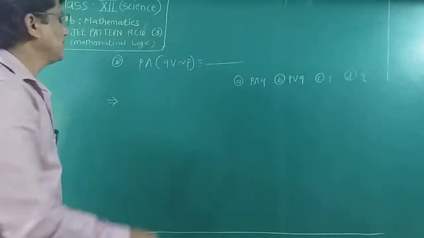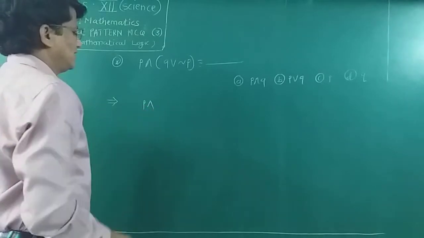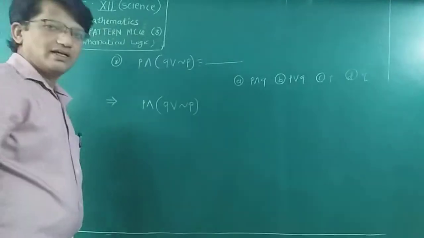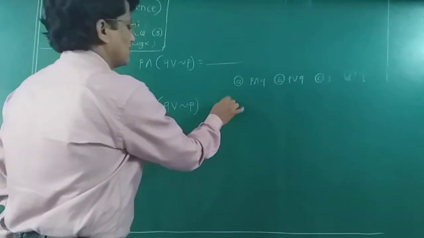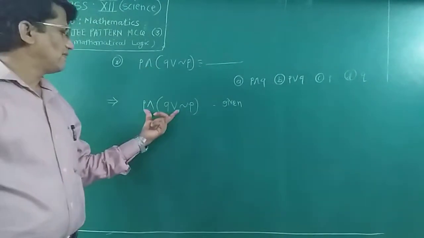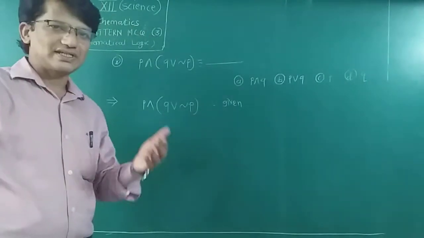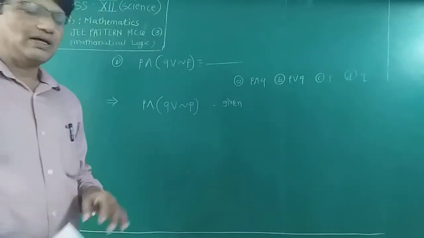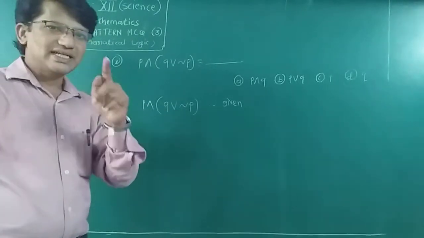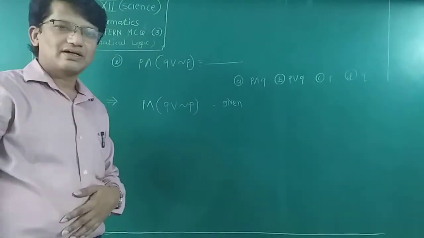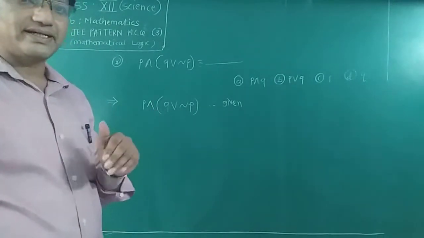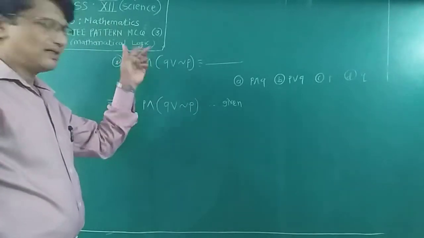Let's see now. Our given example is P and (Q or negation of P). This is given. For solving this, we have to use some basic rules, which are the algebra of statements. All the rules have already been discussed in the mathematical logic topic.